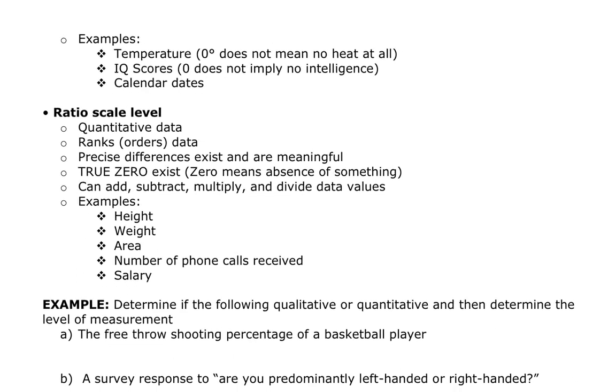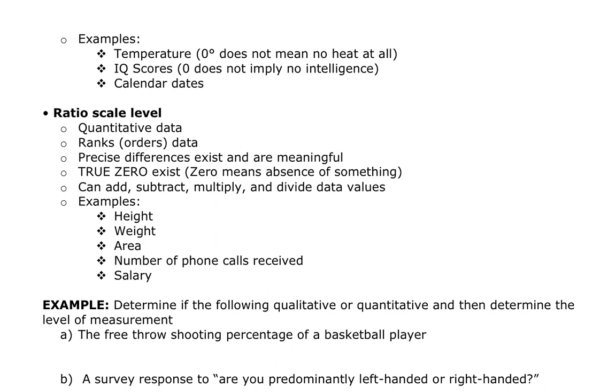Now we're going on to a ratio scale. This is quantitative, so we're talking about numeric values that we can actually do addition, subtraction, multiplication, and division on. We are going to rank our data. There's going to be a precise difference, and it exists and it's meaningful. You're going to have a true zero. I mean, zero means absence of something. You can add and subtract and multiply and divide.